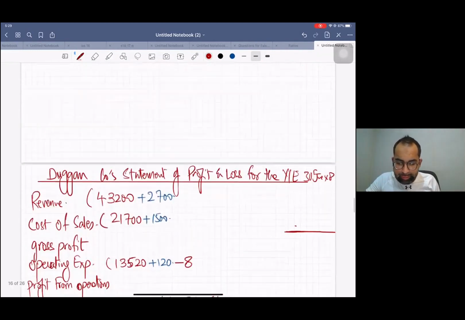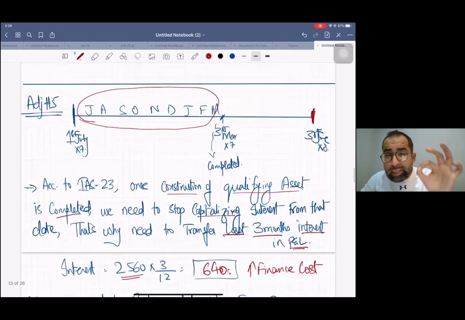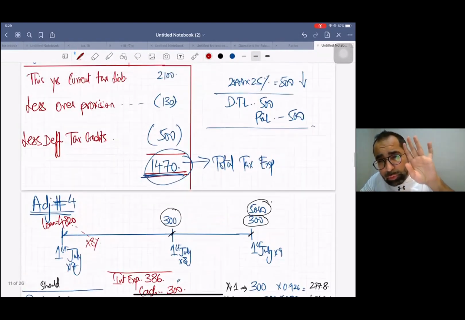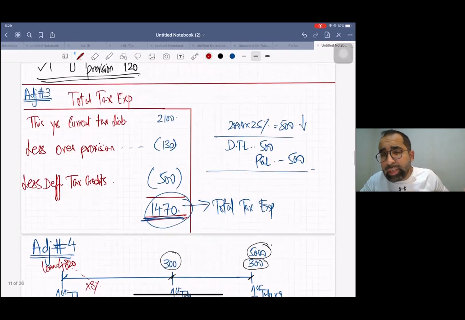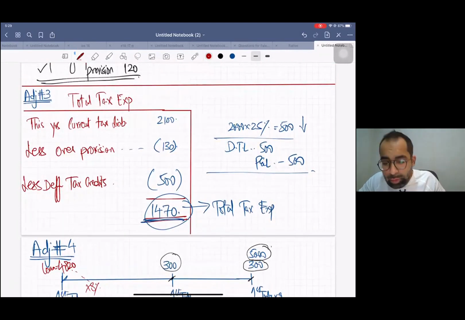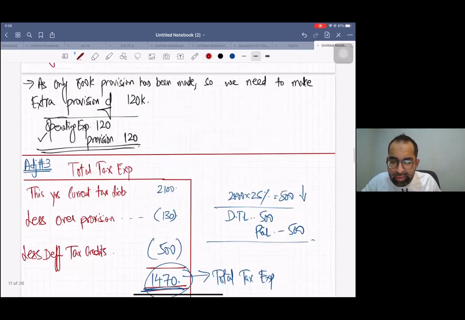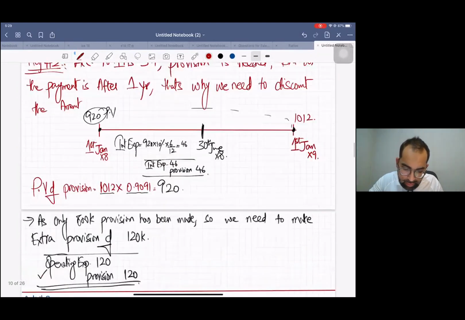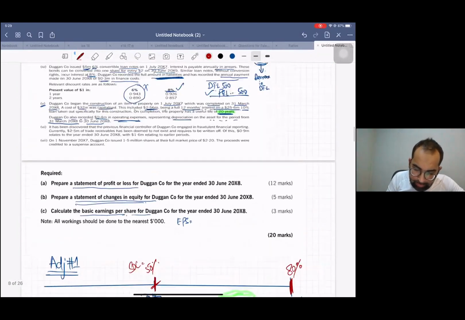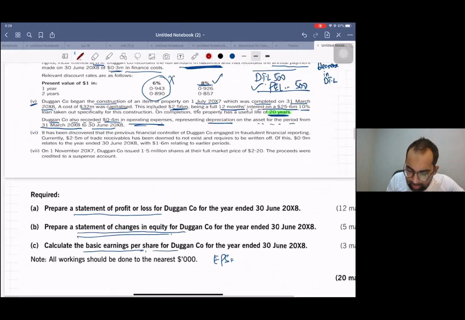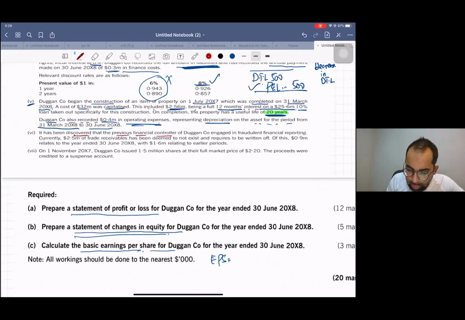Now let's do the last adjustment. The last adjustment is again a repeat. I have seen it three to four times in your past papers and it has come again. This is the credit controller fraud, the very famous credit controller fraud. See what has been written: it has been discovered that the previous financial controller of Dugan Company engaged in fraudulent financial reporting.